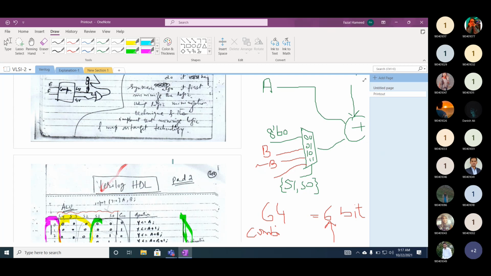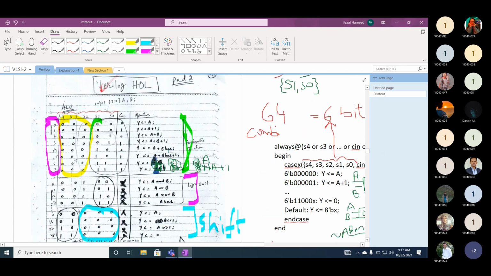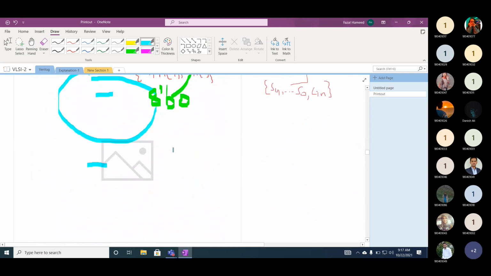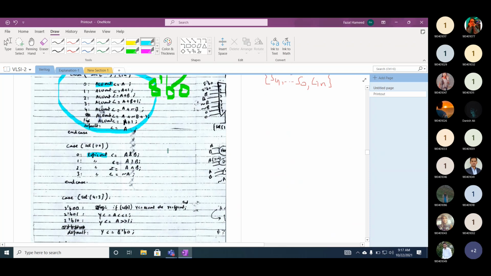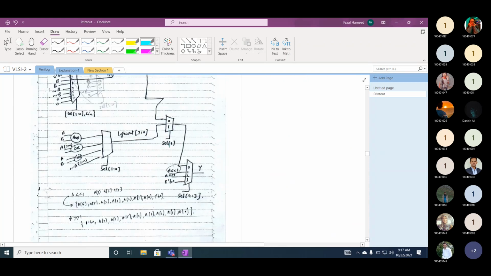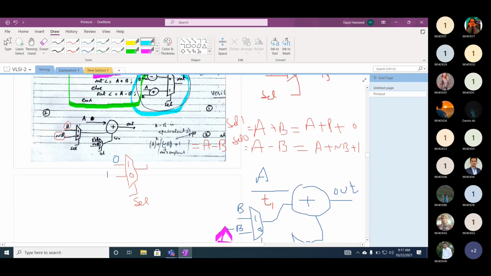Now this is the Verilog code for this. Please go through this code. And if you have any question, you can come to me.